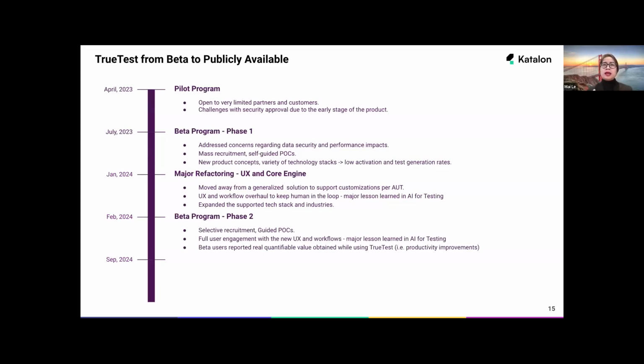selective. We only enable access to the organizations that match our ideal customer profile and fit our team's schedule in supporting them on a daily basis, like providing white glove support during the POC. We work with them very closely to understand their needs to update the product and user engagement process. These help us to result in a very good activation rate and very good test generation rate.